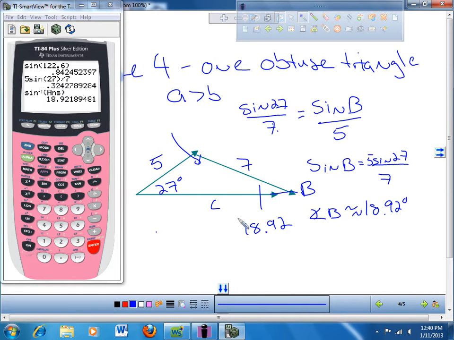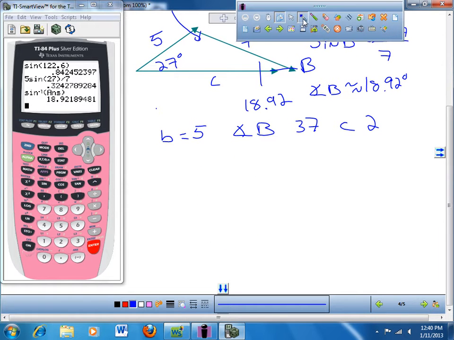Now in your book, you got to be a little bit careful, because sometimes they'll call the sides differently. I would always set it up like this. Like they'll give you side B is 5, angle B is 37, I don't know, and side C is 2 or something like that. I would always draw the picture like I've been drawing it. There are other ways to draw it, but just to be consistent, I would draw it like this.